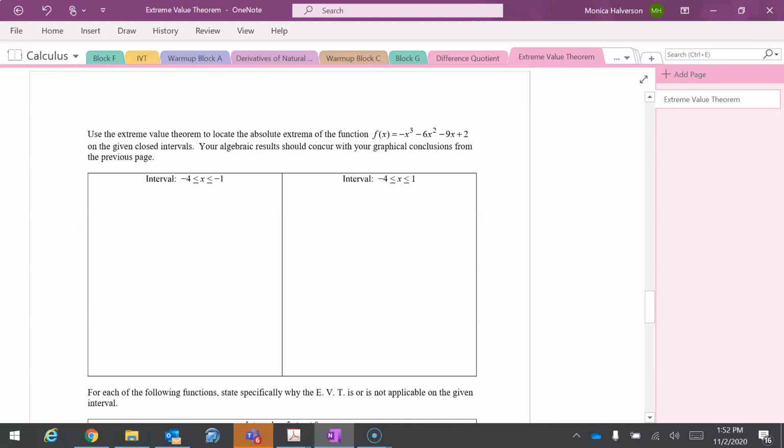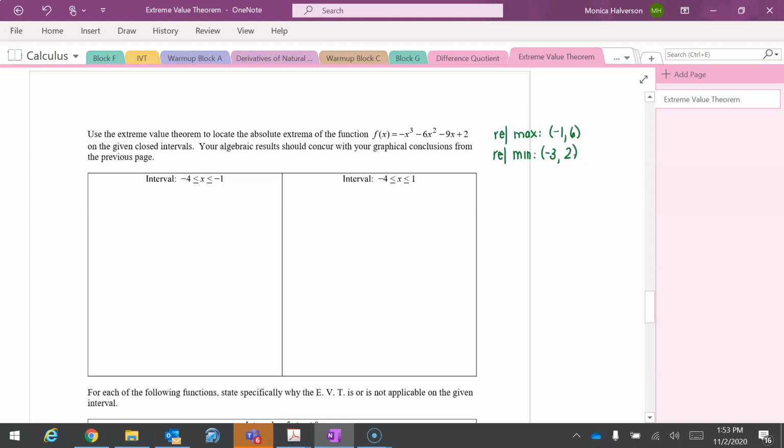So use the extreme value theorem to locate the absolute extrema of the function on the given closed interval. Your algebraic results should concur with the graphical conclusions we had from the previous page. We already did the first derivative test on the previous page, so I'm not going to do that again, but I'm going to remind us that we found our relative max to be negative 1, 6, and our relative min to be negative 3, 2.